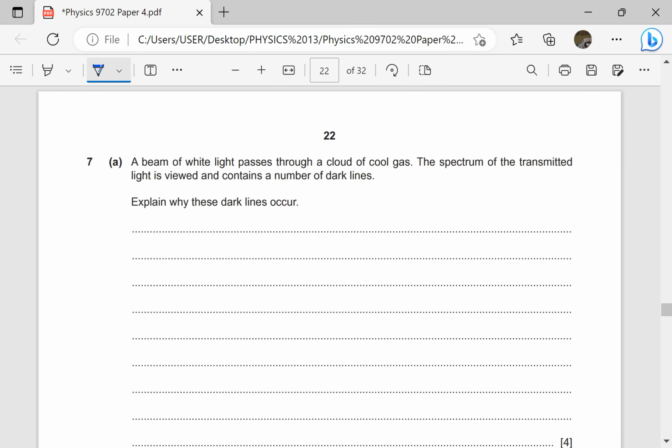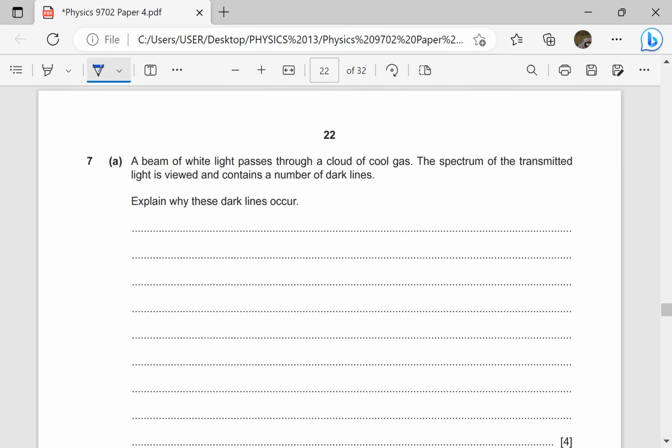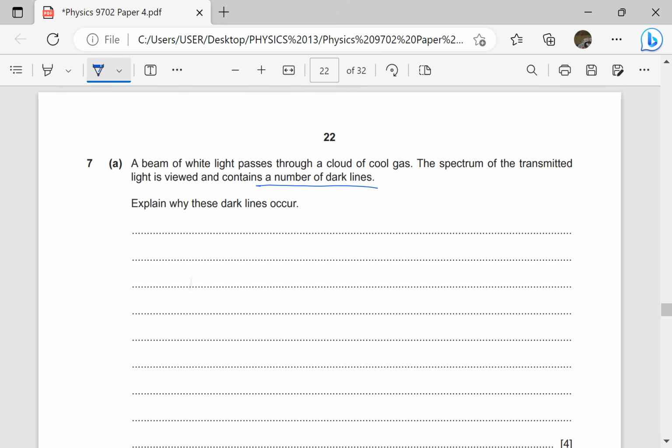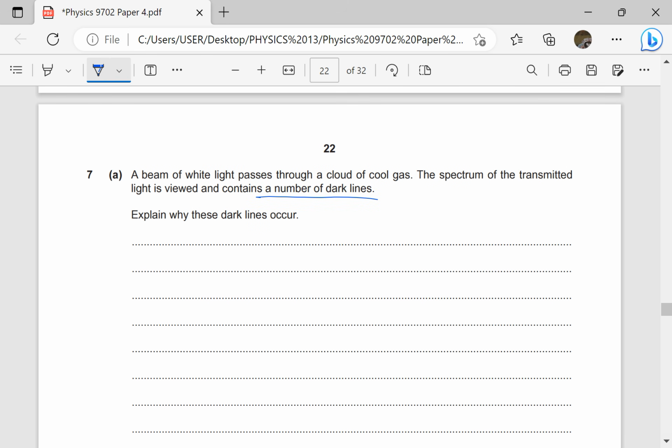Let's go to quantum physics. A beam of white light passes through a cloud of cool gas. The spectrum of the transmitted light is viewed and contains a number of dark lines. Explain why these dark lines occur. I want you to note that each dark line corresponds to a photon energy, and each photon energy corresponds to a single wavelength or frequency. So I'll begin with that.